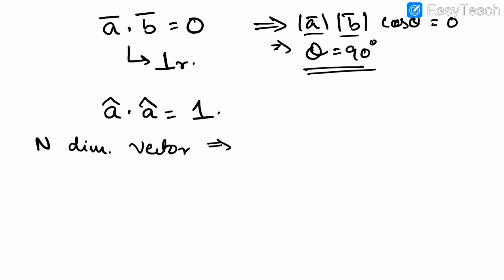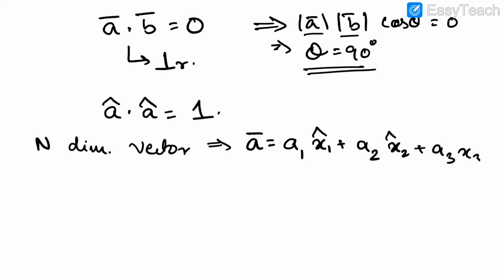What does an n dimensional vector mean? An n dimensional vector means a vector, a, not with x, y, z. Over here we don't represent the axes as x, y, z, we represent them as 1, 2, 3, something like that. So a1 x1 cap plus a2 x2 cap plus a3 x3 cap, up to an xn cap, where x1, x2, x3, xn cap are all the unit vectors along the different n dimensions.